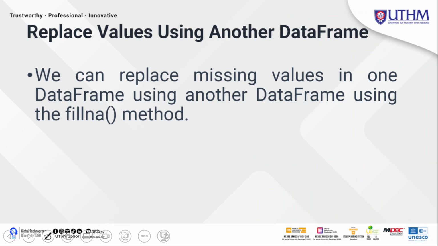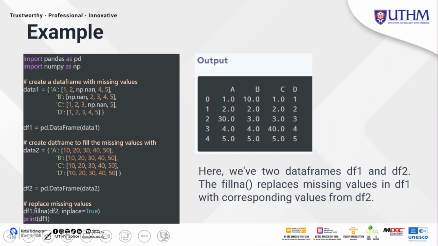Replace values using another data frame. We can actually use another table to replace the existing missing values. Okay, we use the same fillna method. So as usual, import pandas, import numpy, create the data one, data frame one, create data two and data frame two. Okay, and you can see the first row, second row, with row index 0, 1, 2, 0, 1, 2, 3, and 4. So that is what they write here.